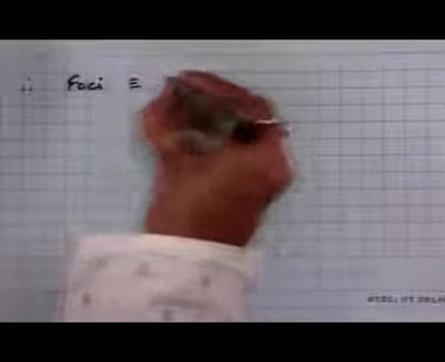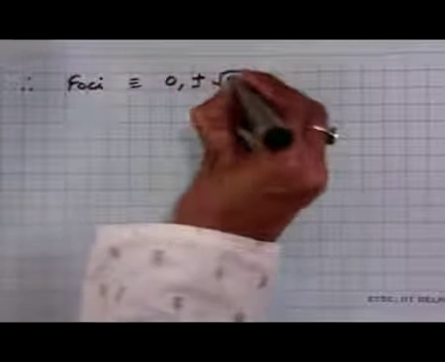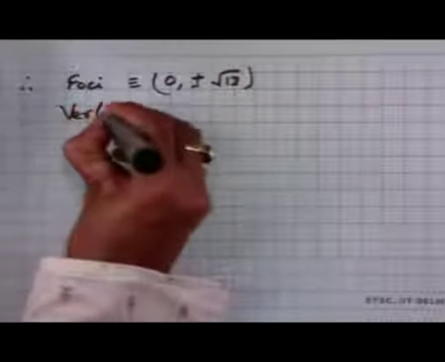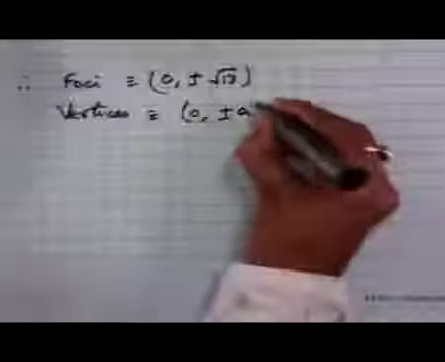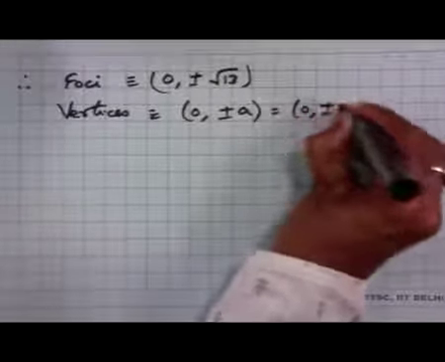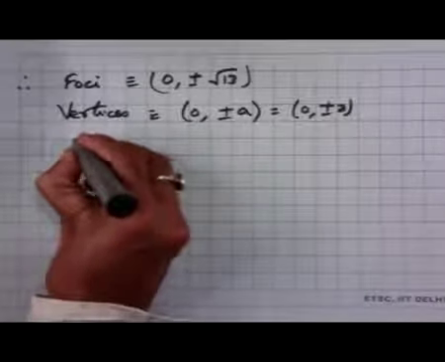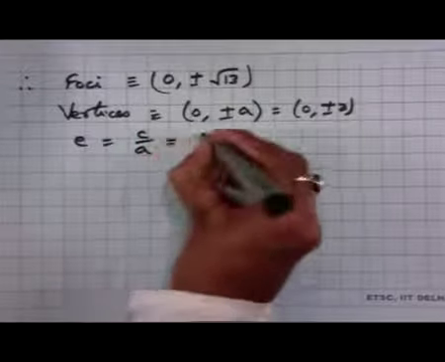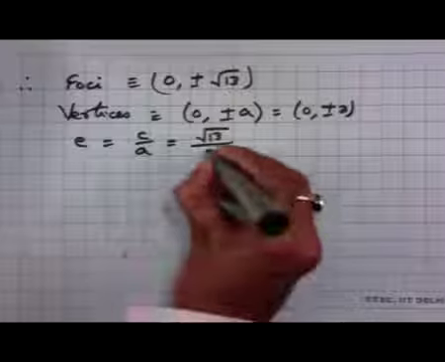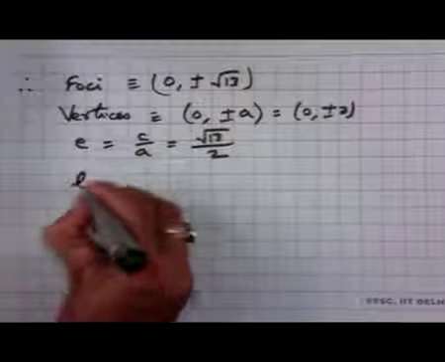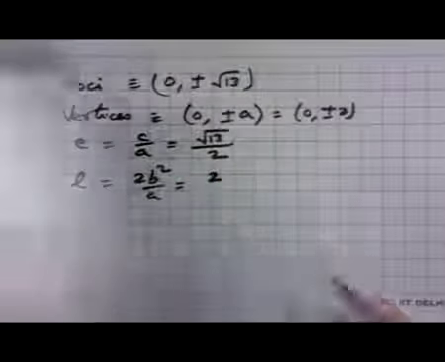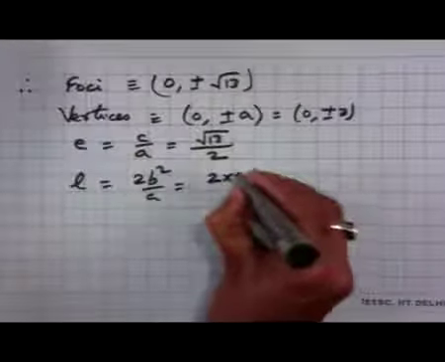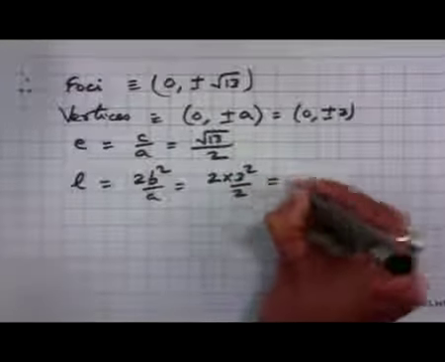So, therefore, foci have coordinates 0, plus minus square root 13. Vertices are now on the y axis, with coordinates 0, plus minus a. a is equal to 2. So, this is 0, plus minus 2. Eccentricity e is c by a. c is root 13 divided by a is 2. And length of latus rectum L is 2 b square by a, that is 2 times b is 3 here, 3 square by a is 2. So, this is equal to 9.